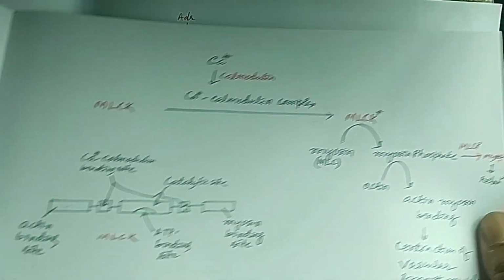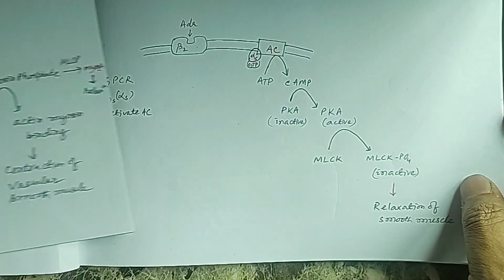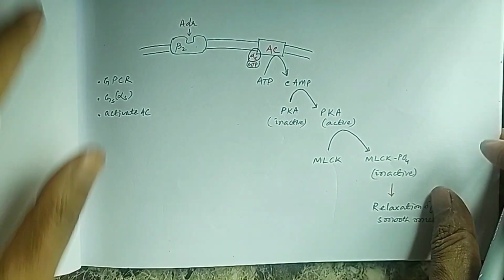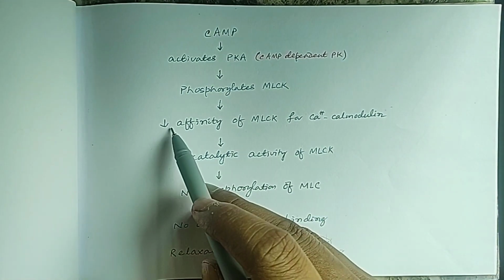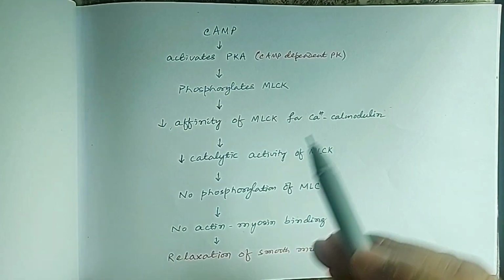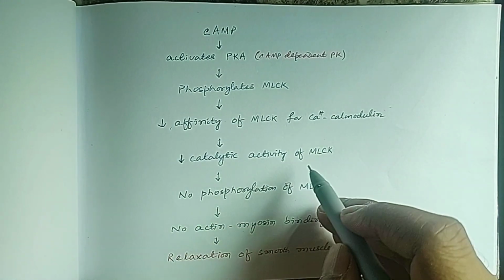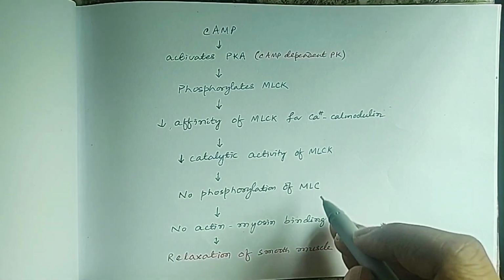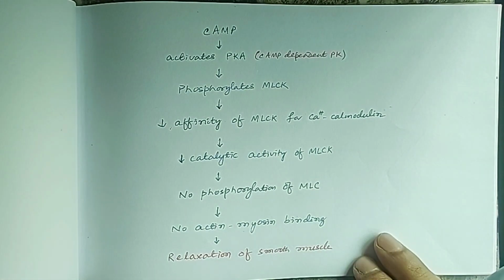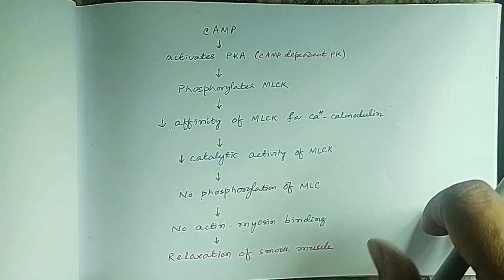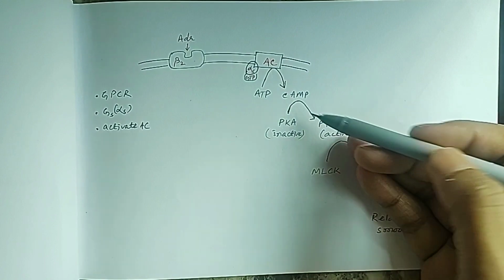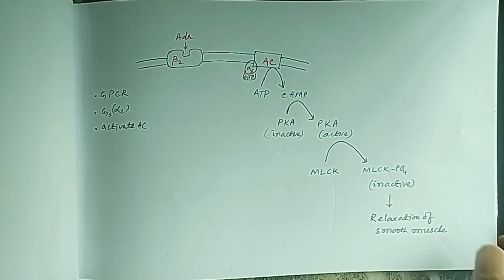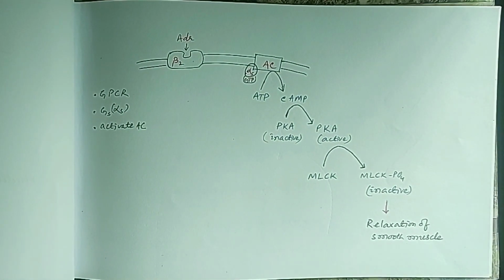And when protein kinase A phosphorylates MLCK, what happens? The affinity of MLCK for calcium calmodulin decreases because of phosphorylation of MLCK, and a decrease in the catalytic activity of MLCK occurs. There will be no phosphorylation, no actin myosin binding, and that will result in relaxation of smooth muscles. So in this way, the adenylate cyclase cyclic AMP pathway occurs in different types of receptors. Thank you.